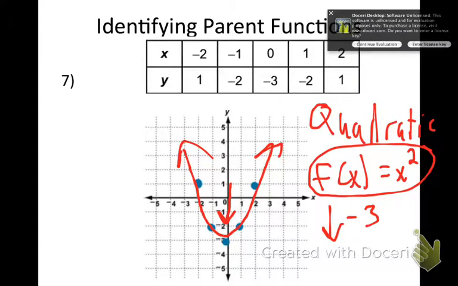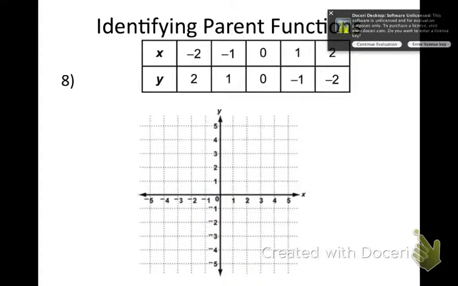Next one here, take a couple seconds, try this one on your own. Plot the points, look at what type of graph it makes, and then when you're ready, press play again.